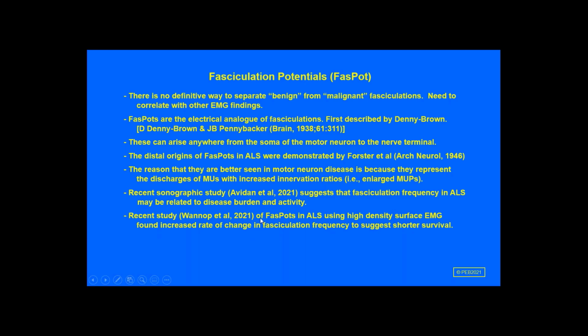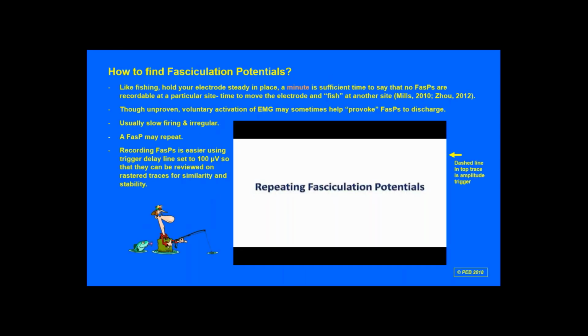And then I would just point out these two recent studies, literally within the last couple of months, showing that we may need to pay more attention to fasciculation potentials than we previously had, including some of their behavior, which I'm going to show you in a moment. So how to find these? Well, I like to compare it to fishing.